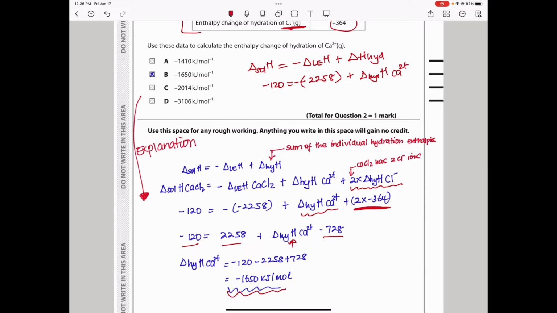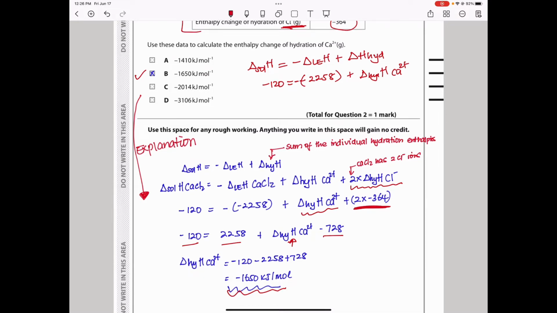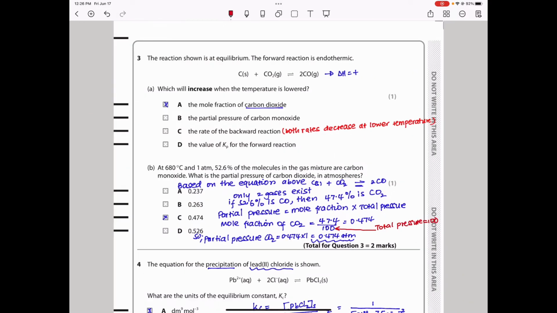So the answer comes out to be B, which is negative 1,650 kilojoules per mole. So I will continue to the next part. Question 3 says, the reaction shown is at equilibrium and the forward reaction is endothermic. So if this is an equilibrium reaction and the forward reaction is endothermic, it means the backward reaction should have a negative enthalpy change, which is going to be exothermic, basically.